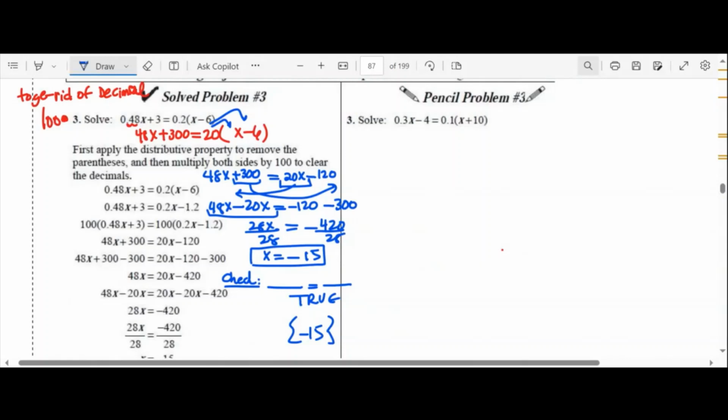Can someone else explain it to them? So we multiply both sides by 100. Why do you multiply by 100? Why not 10? We want to remove the decimals. How many decimal places here? 2. And here? 1. So we take the bigger one. The bigger one is what? 100. So then you multiply, and then distribute, then you solve.